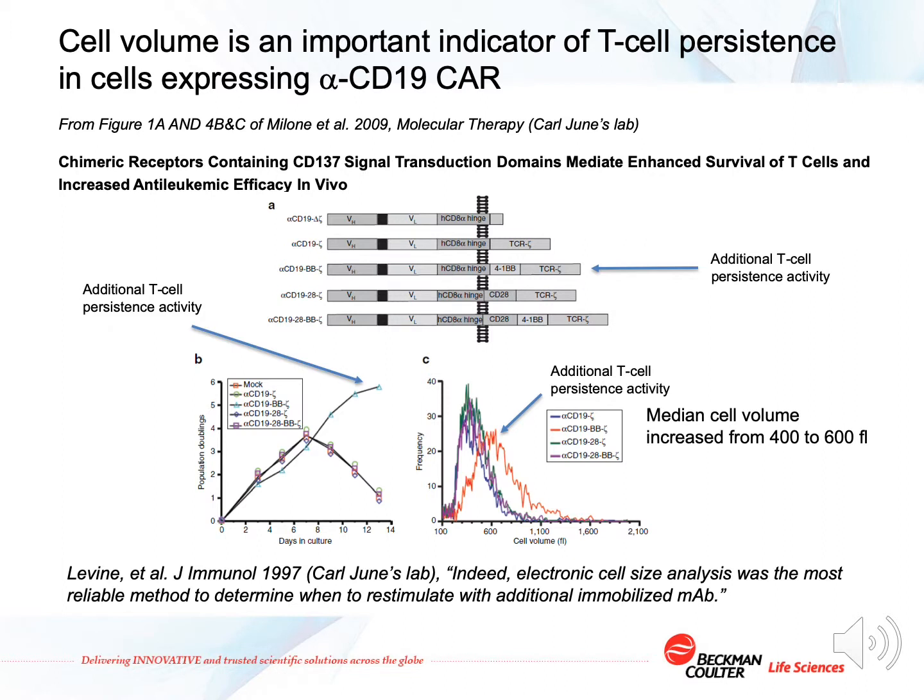In essence, the authors of this work rediscovered the finding that active CAR T cells have a greater volume than inactive T cells, and that cell volume is a key indicator of T cell persistence.